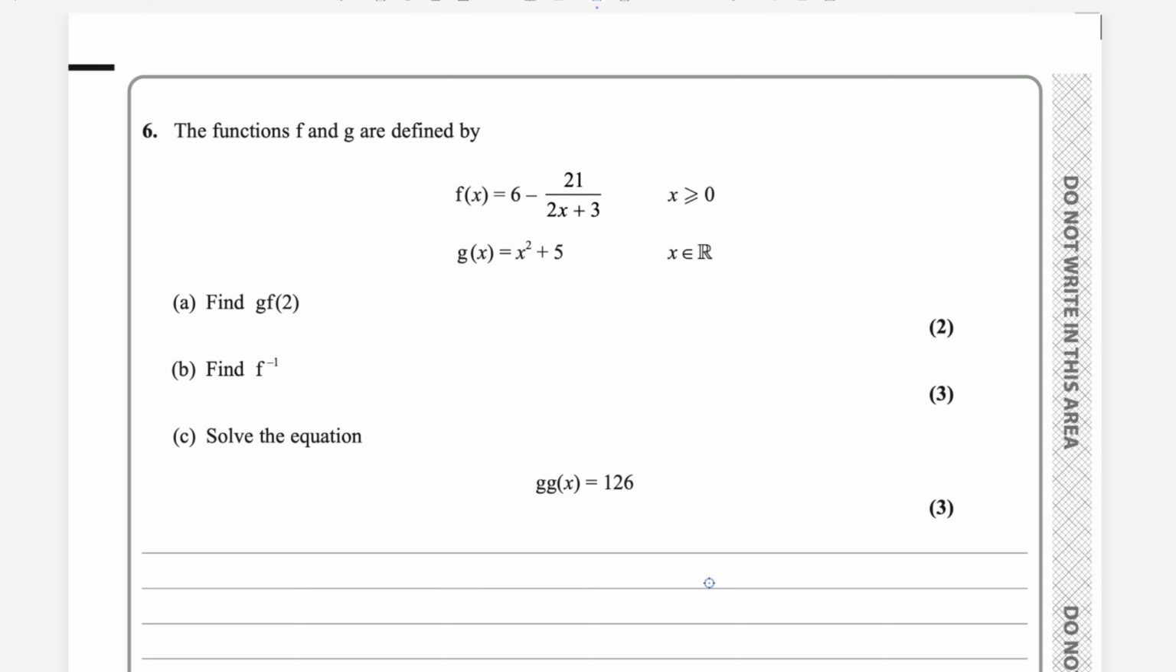In this video, I am going to explain question number 6 from Pearson Edexcel A-Level exam for Pure Math 3. This exam is taken in October 2024. Paper reference code is WMA 13/01.